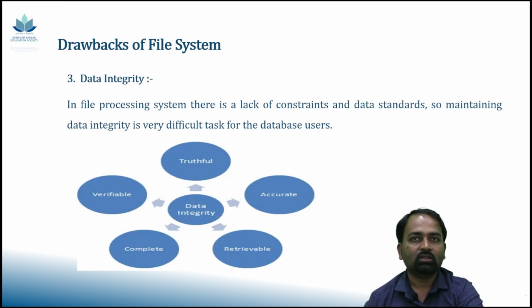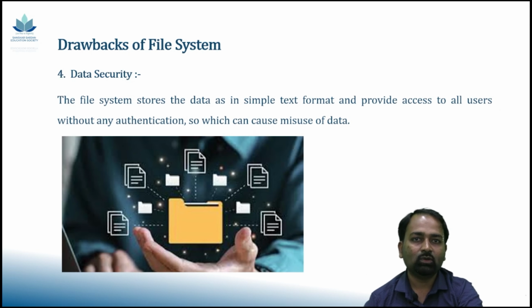Now, the fourth one is data security. In a file system, when we are storing data in different files, it is very difficult to maintain data security. Why does this happen? Because data is stored in different files, so when we access the data, all users are getting access to that same file. So any user can misuse that data without any authorization. That is a problem with data security.